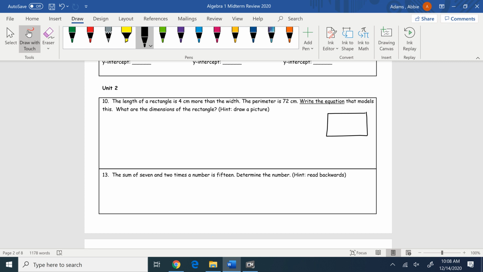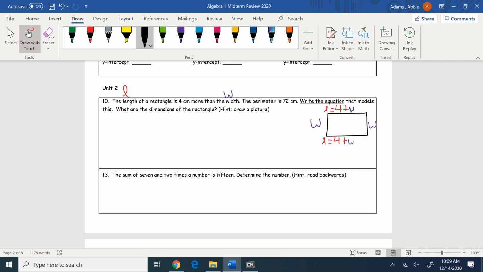Now, we know that our length, which I'm going to call L, is 4 centimeters more than our width, which is what I'm going to call W. So, if I'm looking at this, we have our widths on the side, and then our length can be written in terms of our width. We can say that our length is 4 plus our width. So now we've got two lengths, we've got two widths, and we can solve for the perimeter.